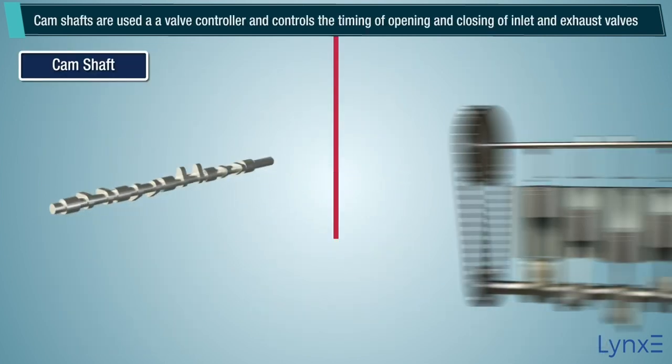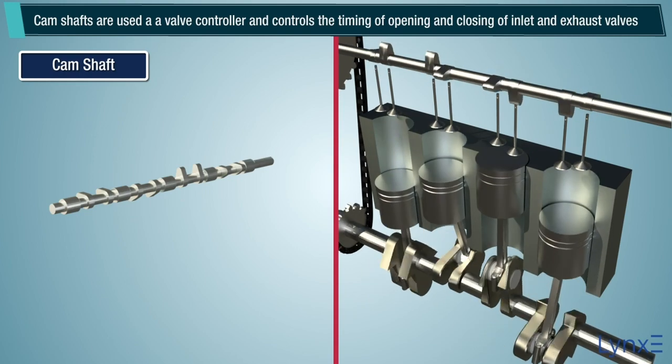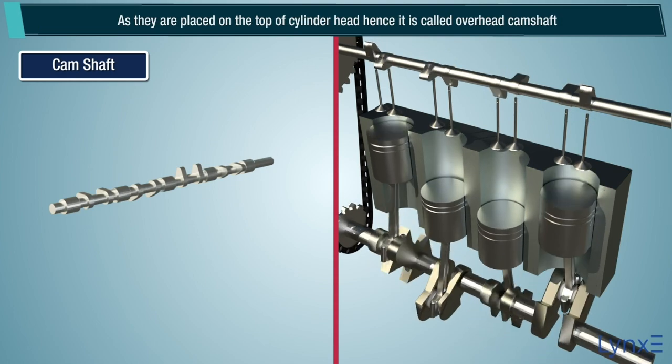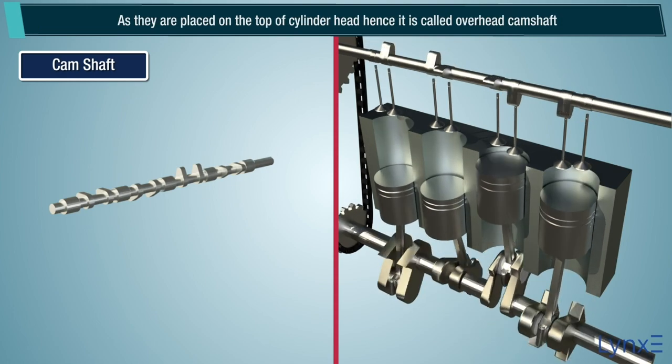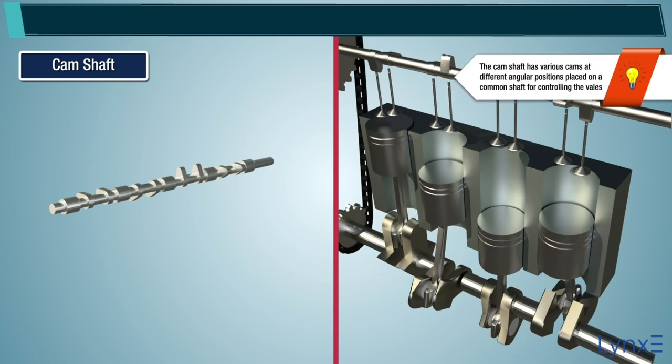Camshaft. Camshafts are used as valve controller and controls the timing of opening and closing of inlet and exhaust valves. As they are placed on the top of cylinder head, hence it is called overhead camshaft. Note: the camshaft has various cams at different angular positions placed on a common shaft for controlling the valves.